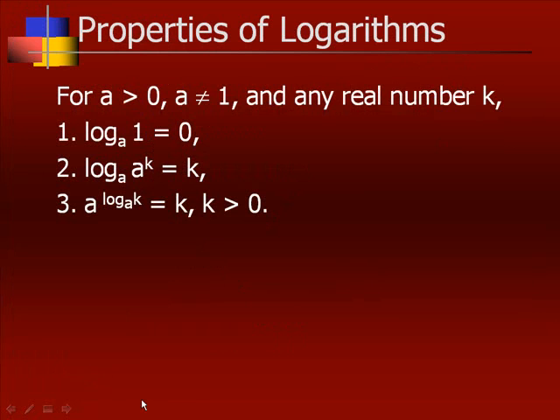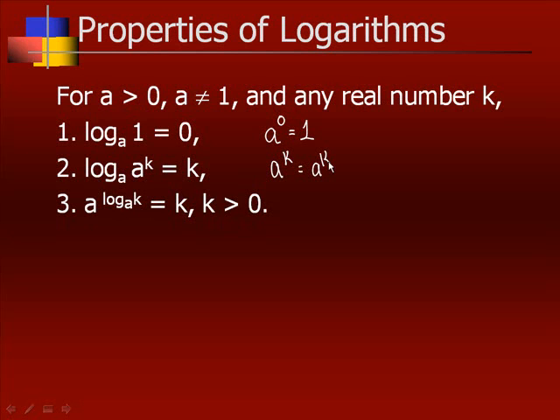Now, for a couple of properties of logarithms. For a greater than 0 and a not equal to 1, and any real number k, the log of 1 base a is equal to 0. Think about this: a, whatever the base is, to the 0 power will always equal 1. The log of a to the k, base a, is equal to k. Think about this: the base is a, the power is k, which will always give us a to the k.